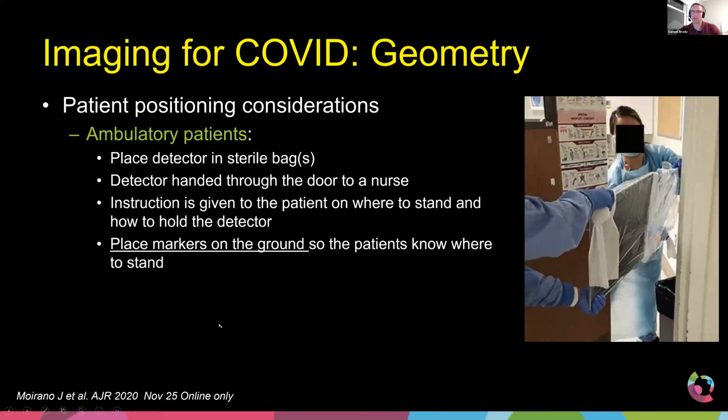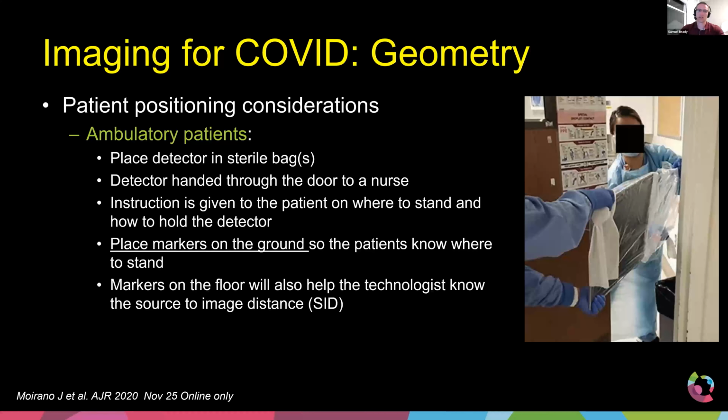And then you might need to put multiple markers on the floor, because in a perfect situation, they can come up to the door so you can keep your SID as short as possible. But if they just physically can't, or there's a lot of stuff in the way and they may be farther away, well, what is your SID? You don't know. But if you have a couple of markers on the floor, you might at least be able to say, oh, they're about 200 centimeters away or 220 centimeters away. So you can make that guess and adjust your technique accordingly.